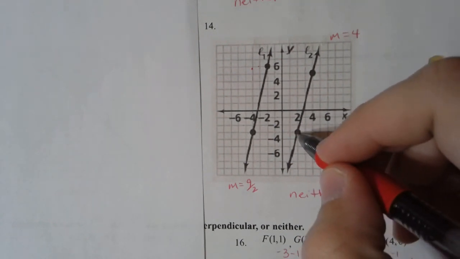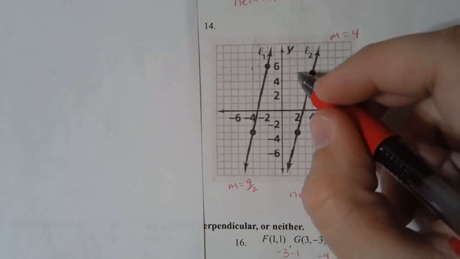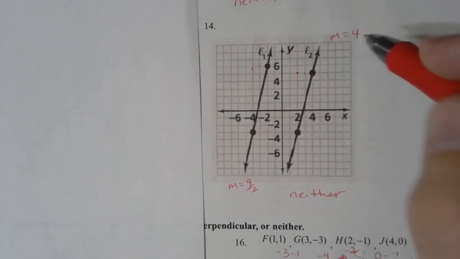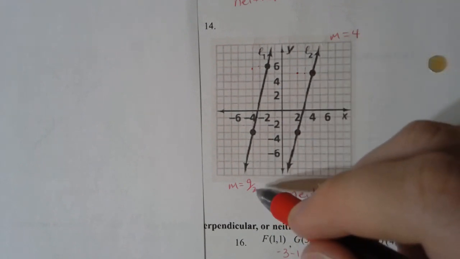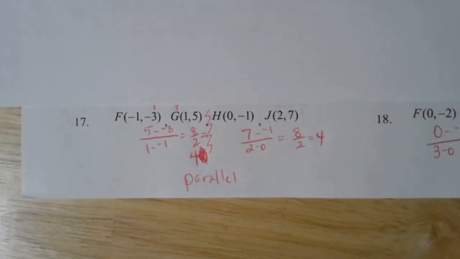And now for line 2. Slope is going up 1, 2, 3, 4, 5, 6, 7, 8, running over 1, 2. So the slope of line 2 is 8 over 2, or simplified down to 4. So since 9 over 2 and 4 aren't equal, they're not parallel. Since 9 over 2 and 4 are not opposite reciprocals, these two lines aren't perpendicular. So they're neither parallel nor perpendicular. These are just going to be intersecting in some form or fashion. Even though they're not intersecting in this picture, if we kept extending the graphs further and further, at some point they would intersect.